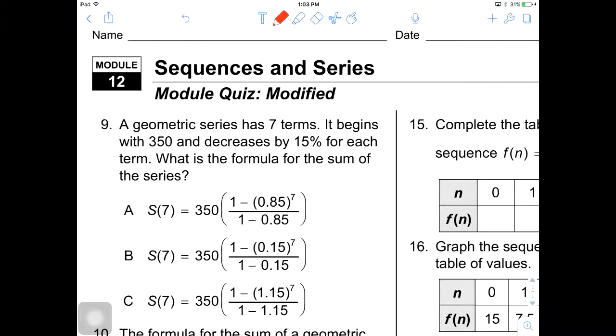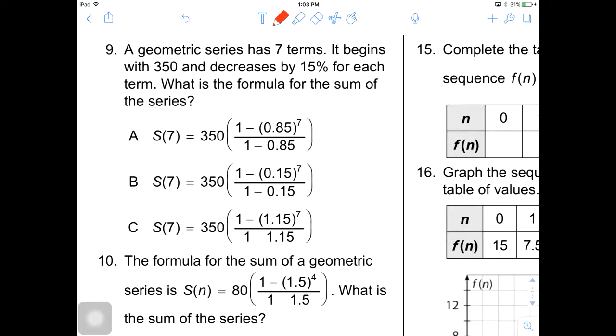Number 9. A geometric series has 7 terms. It begins with 350 and decreases by 0.15 or 15% for each term. What is the formula for the sum? So let's identify the initial term. So we know that A is equal to 350. And we talked about this in class. If something is decreasing, that would be a depreciation at 15%. That means your ratio should be 1 minus 0.15, which is 0.85. So the ratio is 0.85.